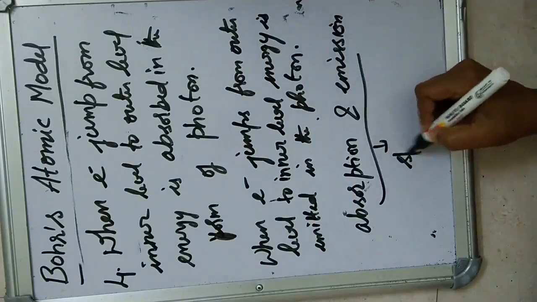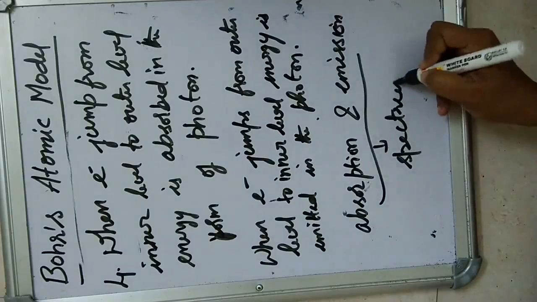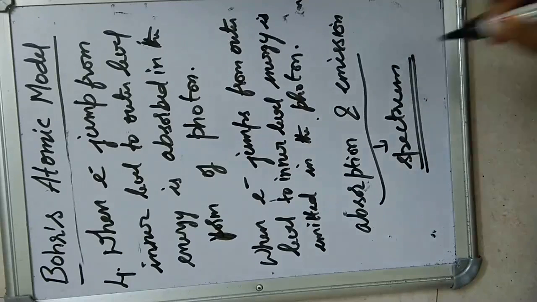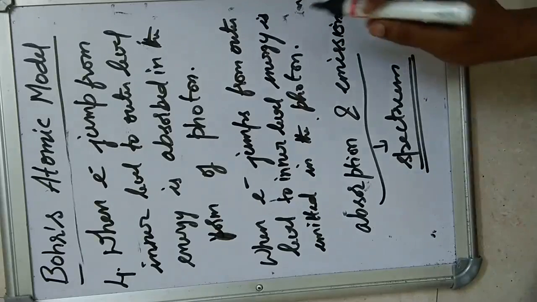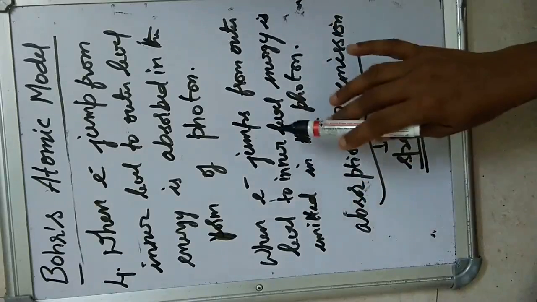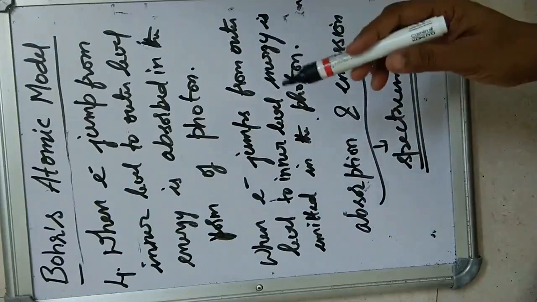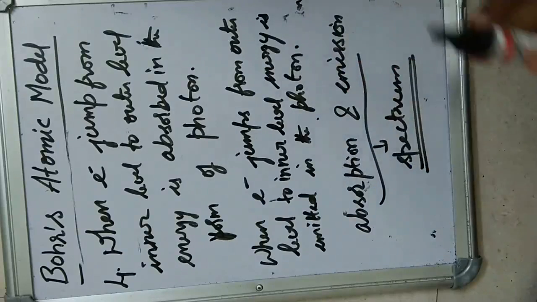Absorption and emission is explained in the form of a spectrum. What is the meaning of spectrum? This I will explain in the next video. So I hope you understood the concept of postulates of Bohr's atomic model. So I will repeat it again.